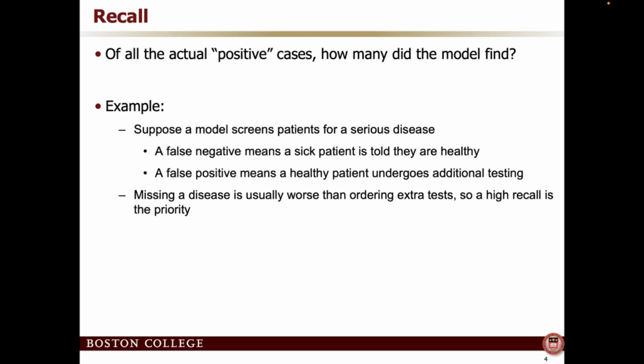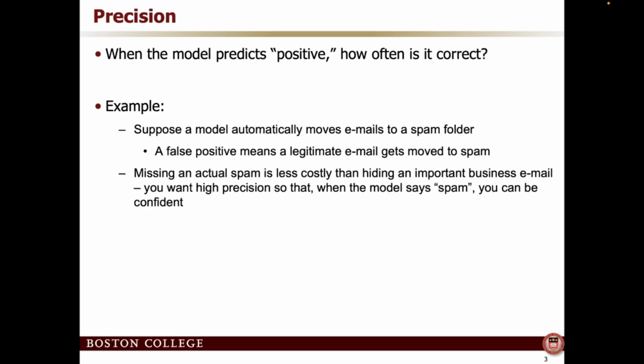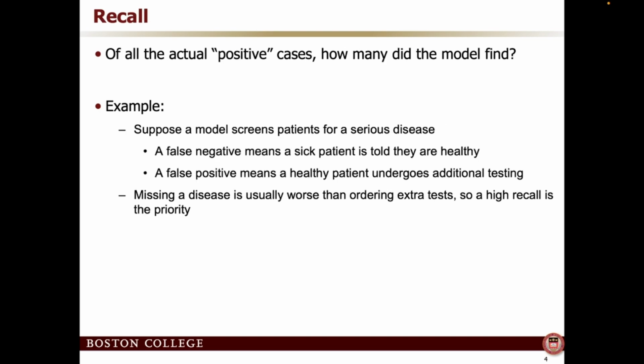So recall is of all the actual positive cases. Okay, so just to be clear, precision was about the predicted positive cases. How often is that correct? With recall, we're actually looking at the actual positive cases. And of the actual positive cases, the real positive cases, how many did the model find?